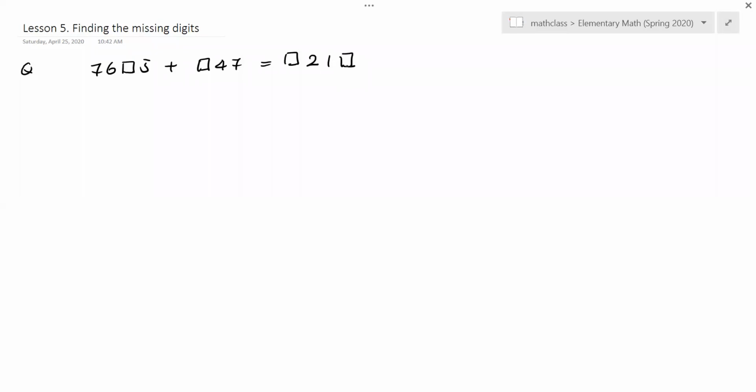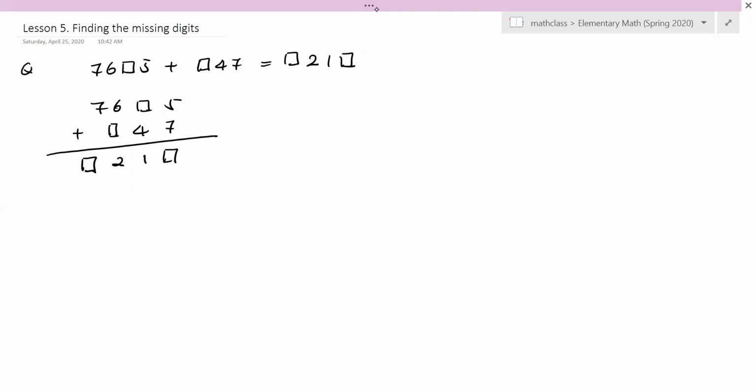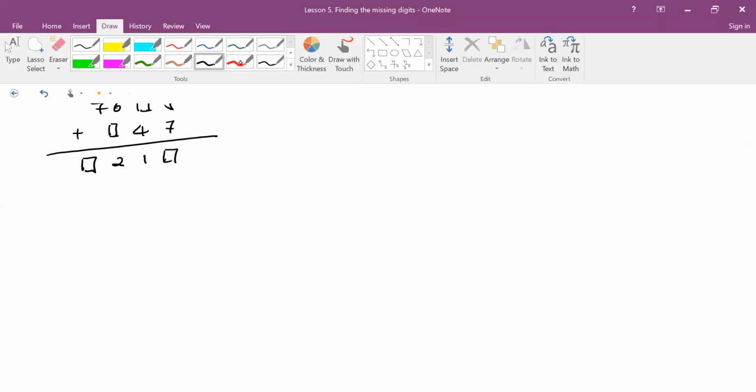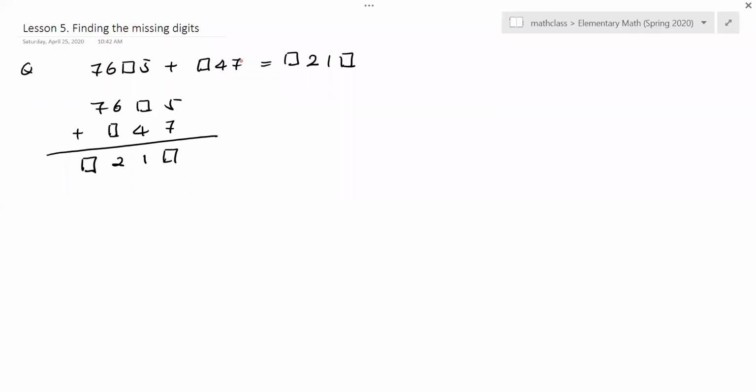When you do this problem, you copy this number, put it here, add them together, and write it like this. So it's kind of an equation. You have 4 unknown numbers here, and you have to solve it step by step. So you have to find the starting point. The first problem is easy to find the starting point.